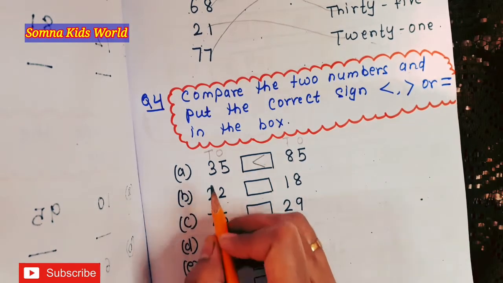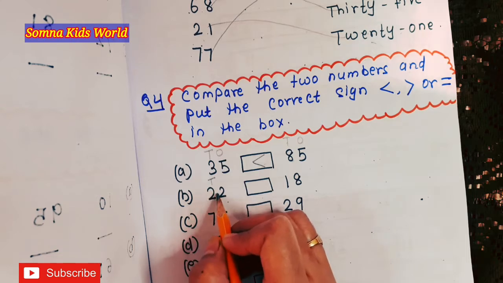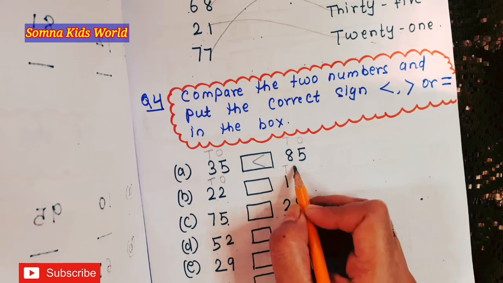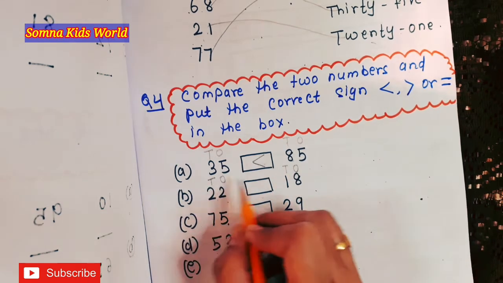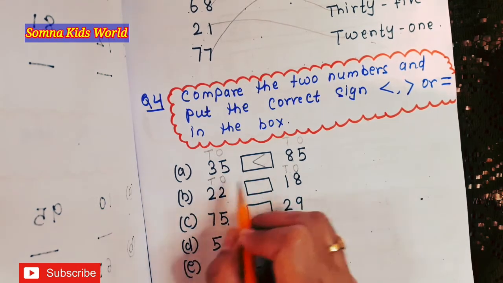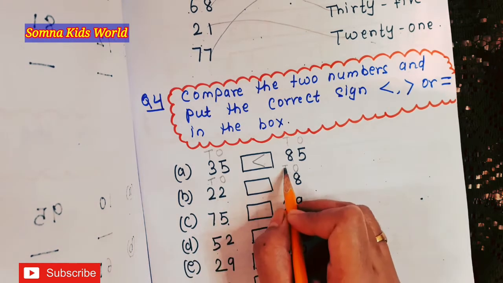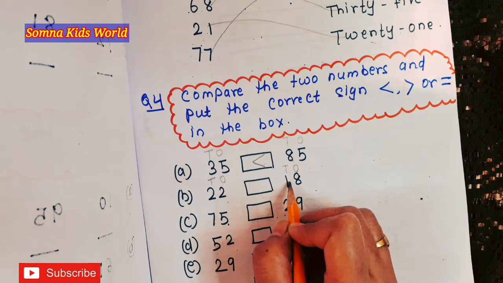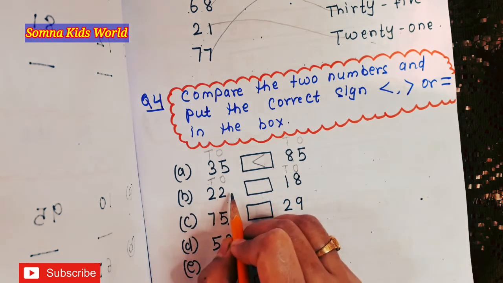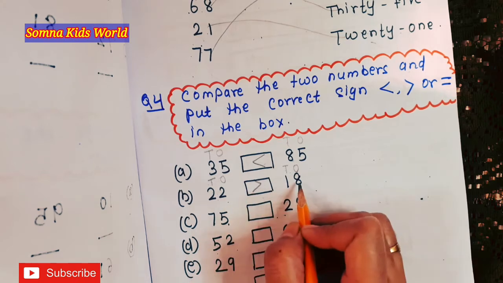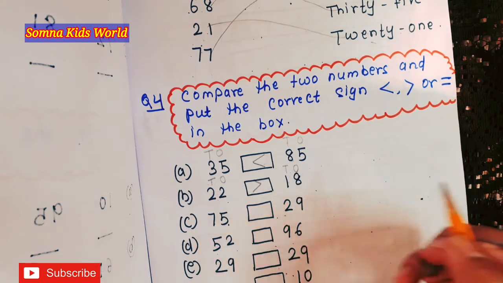Next one you can see here. Here also you can write tens and ones. Now we have to see the tens place. Here the tens place is 2, and here the tens place is 1. So which is the greater one? 2. So 22 is the greater one and 18 is the smaller one.